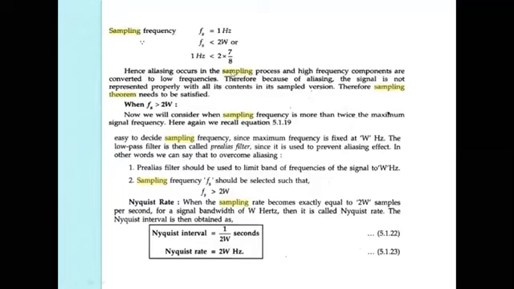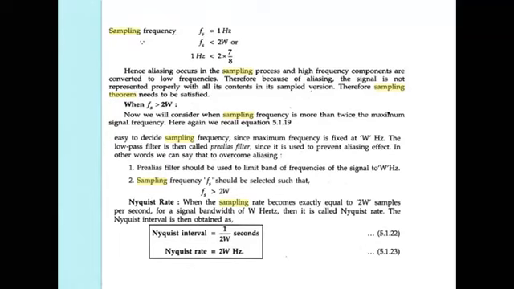Now, aliasing occurs in the sampling process, and the high frequency components are converted to low frequency. Therefore, because of aliasing, the signal is not represented properly with all its contents in its sampled version. Therefore, the sampling theorem needs to be satisfied. When Fs is less than 2FM or less than 2 omega, it is not satisfied because of the aliasing effect. What is the aliasing effect? It is nothing but high frequency components converted to low frequencies. Okay, my dear students.